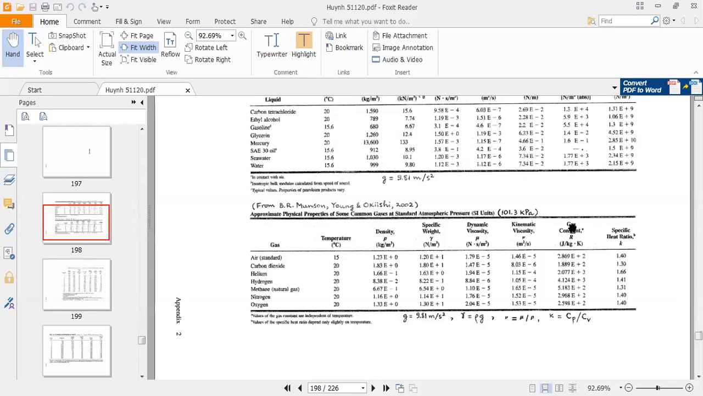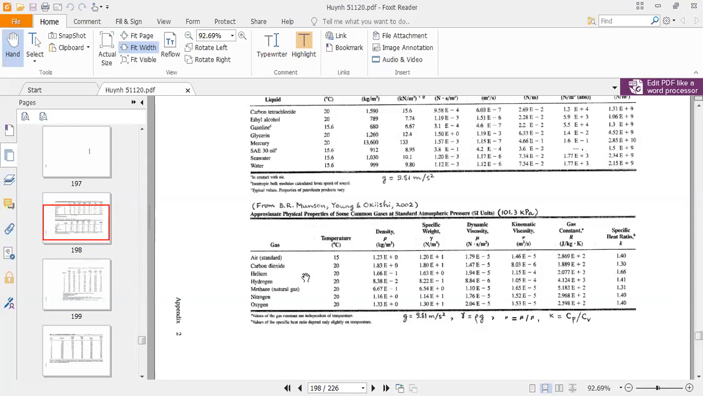Gas constant R is constant for air in all conditions. It's constant in the standard condition. It's constant at 8,000 meter altitude. It's constant at more than 8,000 meter altitude. It's always 287 or 286.9 joule per kilogram Kelvin for air.